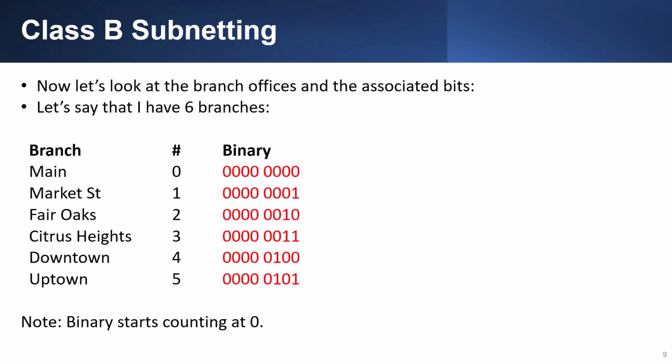Now, let's look at the branch offices and the associated bits. Let's say that I have 6 branches. The first branch is the main office, which is numbered as 0. Remember, binary starts counting at 0. The next bank is Market Street, which is assigned number 1. Fair Oaks is assigned number 2, and so on. As you can see, the binary equivalent will be used for the third octet, since that represents the subnet number.